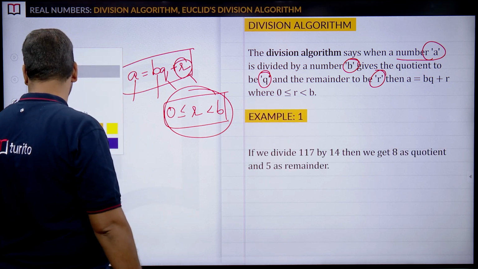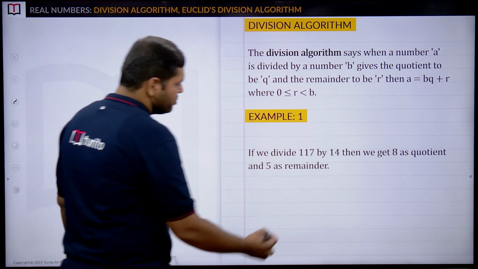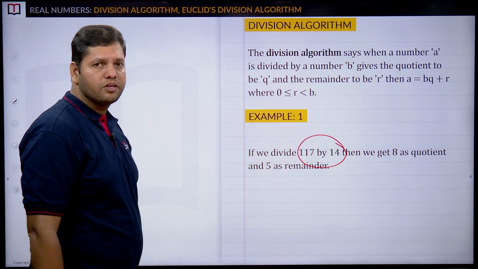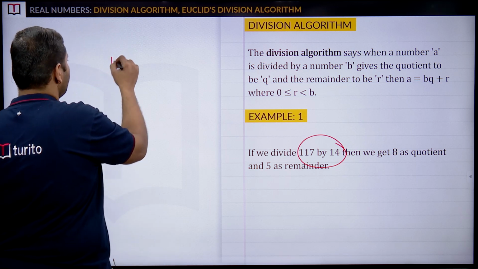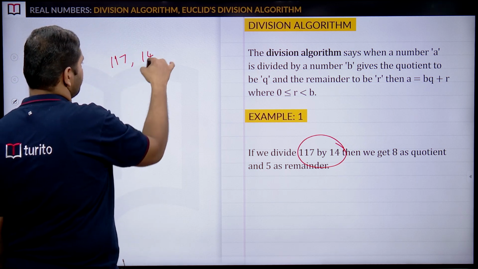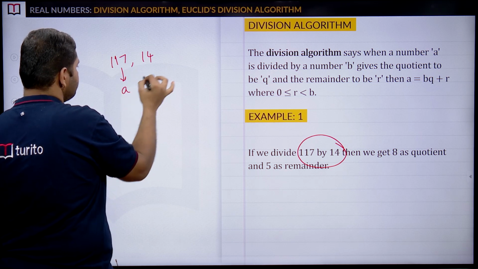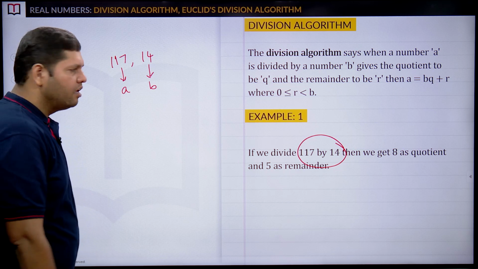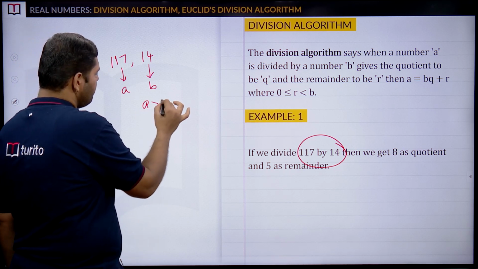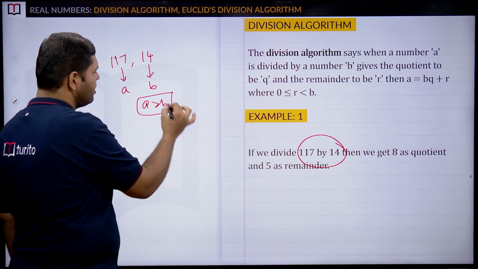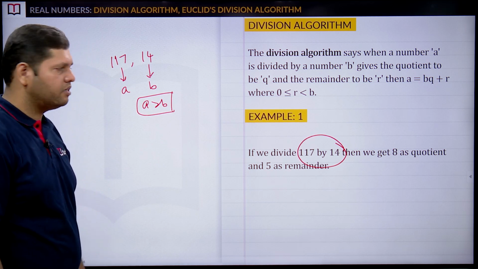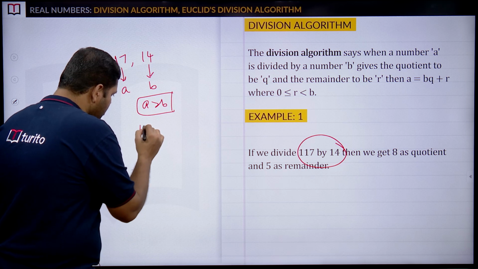Let us do a small example, children, so you will understand better. I want to divide 117 by 4. So how are we writing? 117 and this is 4. Children, you can take this number as A and this number as B. Remember, children, here A is always greater than B. Then only we can write A is equal to some multiple of B and some number, isn't it?